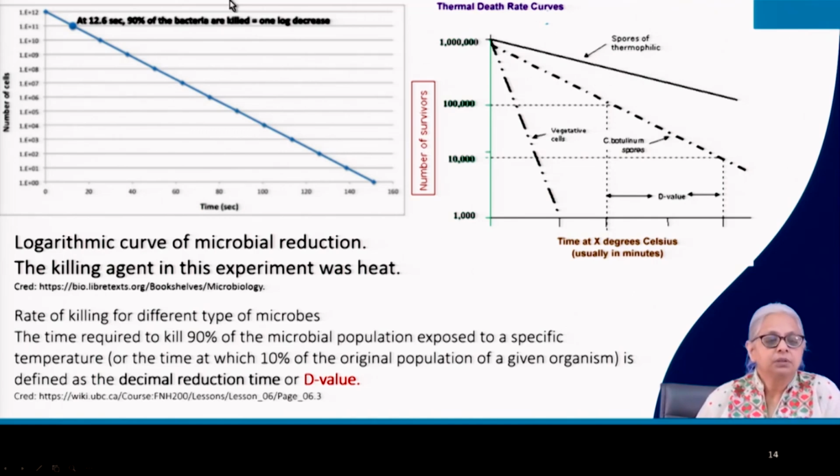Okay, so in the other graph that you see over here, 1 log decrease or 1 log reduction in the bacterial count was obtained in 12.6 seconds. So this is our 1 log reduction. These kinds of logarithmic curves can be obtained, and they are generally done in the lab. You subject the sample to different temperatures and measure the concentration of the surviving bacteria. So that is our decimal reduction time, which I've already mentioned.